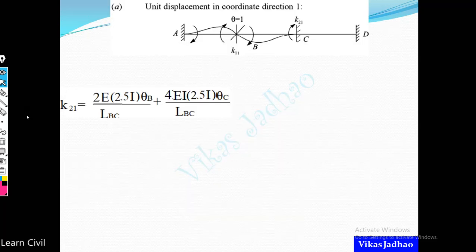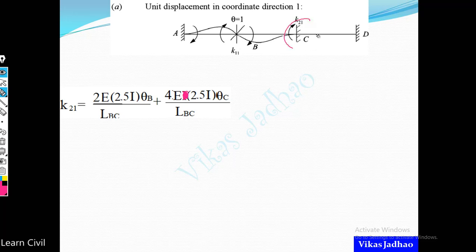Similarly, to find out the value of K21, we have K21 equal to stiffness of member CB. Here stiffness of CB will be equal to twice E into 2.5 I into theta B divided by LBC plus 4E into 2.5 I into theta C divided by LBC.